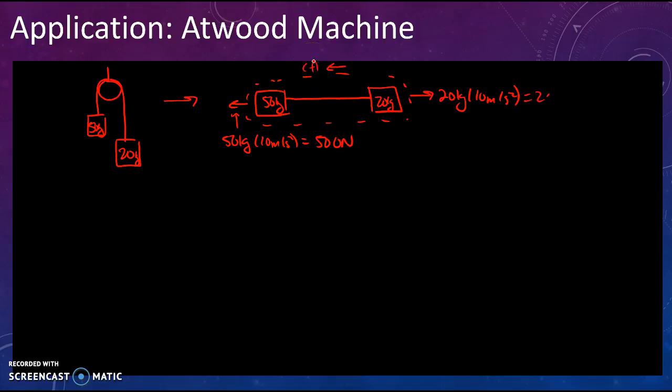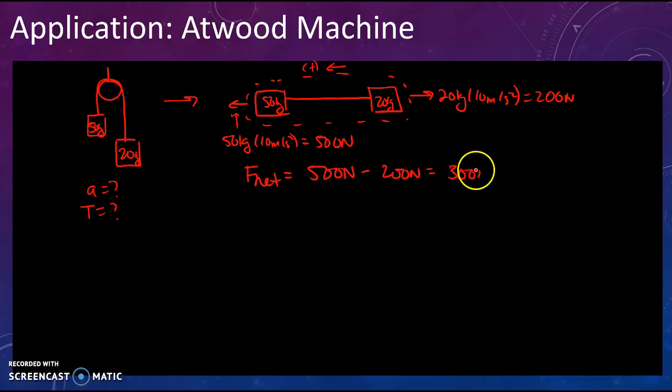Okay. And usually, there's two questions that we want to answer. We want to know, hey, what's our acceleration? What's the tension in that rope? Okay, so what this allows us to do is get the acceleration, because now what we can say is that our net force is going to be equal to 500 newtons minus 200 newtons. So this will give us 300 newtons, right?